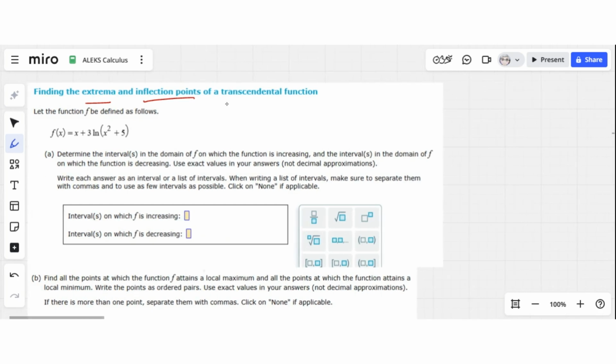We've got a transcendental function, so one of these functions with logarithms or exponentials. So that'll be a little bit of a challenge. It looks like we're going to have to apply the chain rule here, but this one shouldn't be too difficult. So I'm going to do some deriving over here. So f prime of x is going to be 1, and let's call u x squared plus 5 in our chain rule. So this is going to be x plus 3 times the natural log of u, and u equals that.